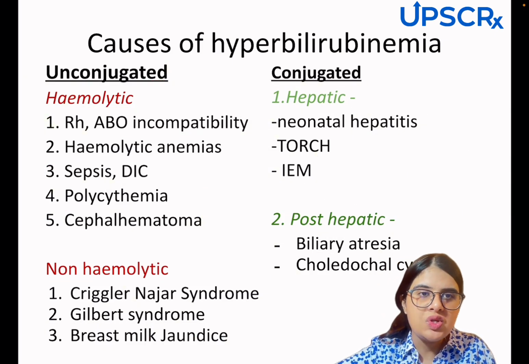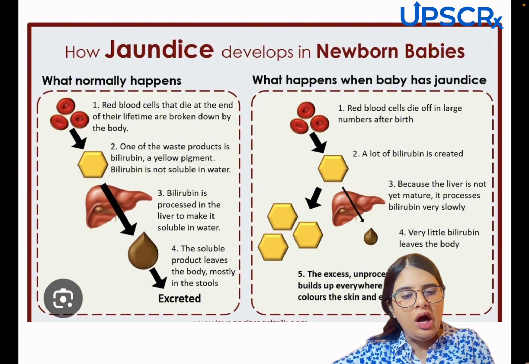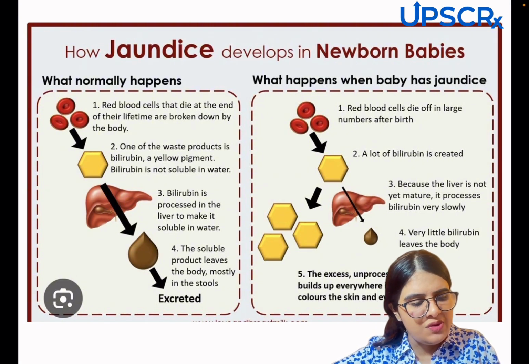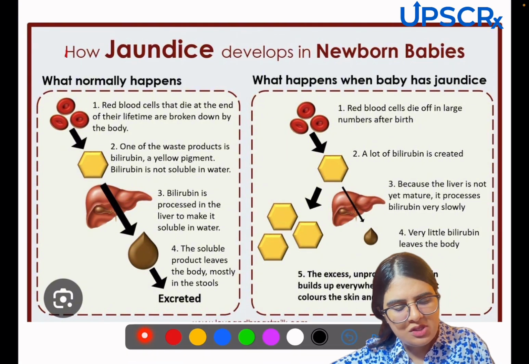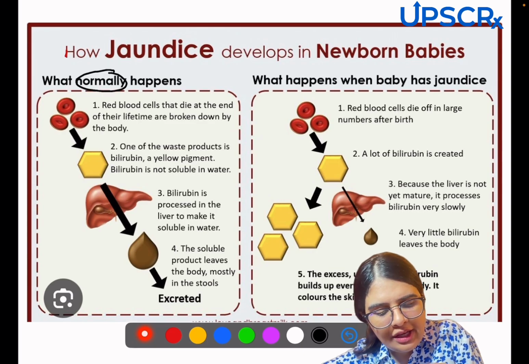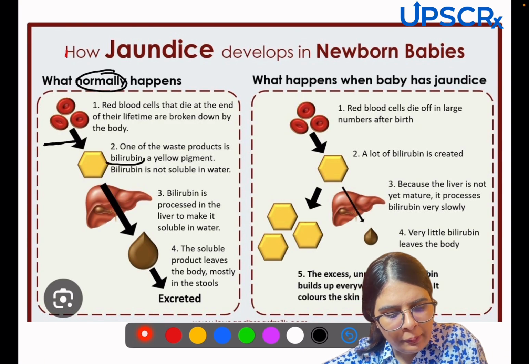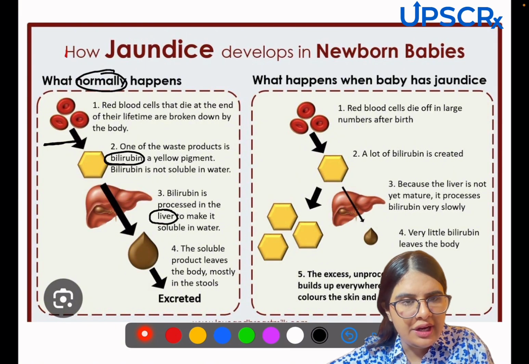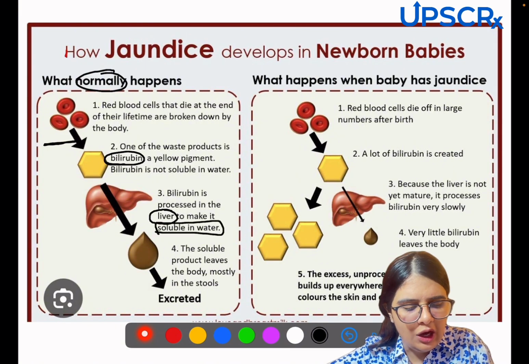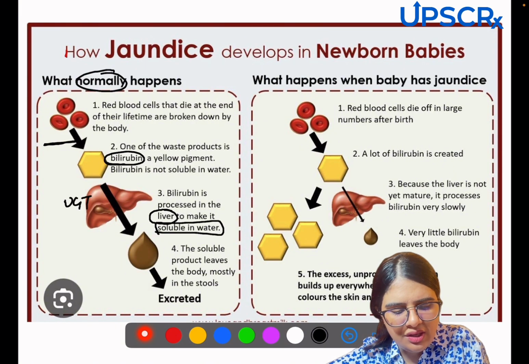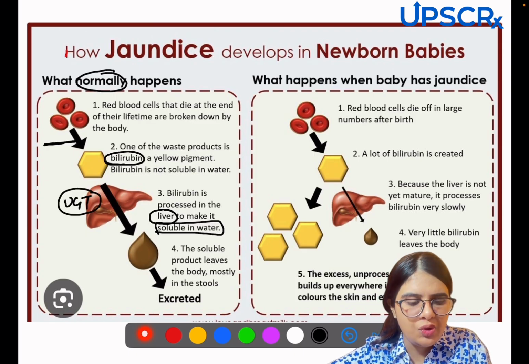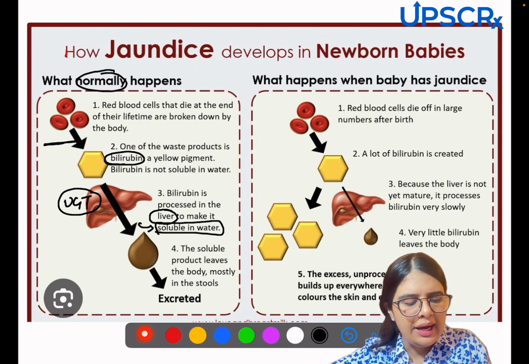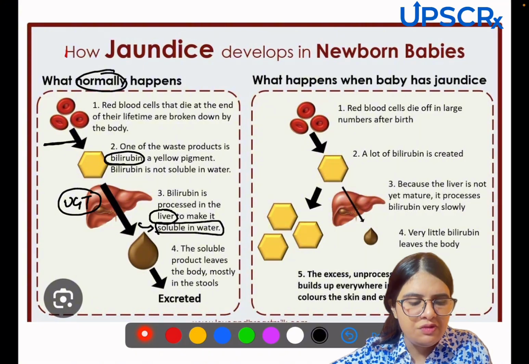So we have studied the causes. Now, how jaundice develops in newborns, this we have studied, right? So what happens basically is, normally heme is converted to biliverdin, which is converted to bilirubin. This bilirubin is processed in the liver and made water soluble. How? By conjugation by the enzyme UGT, UDP glucuronosyltransferase. After conjugation, it is made water soluble, and then this soluble part will leave the body, right?